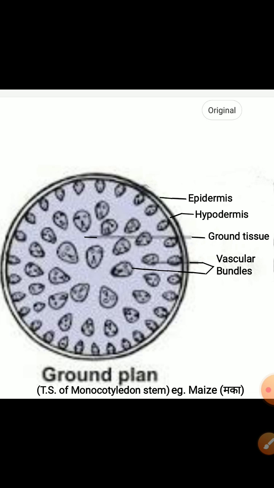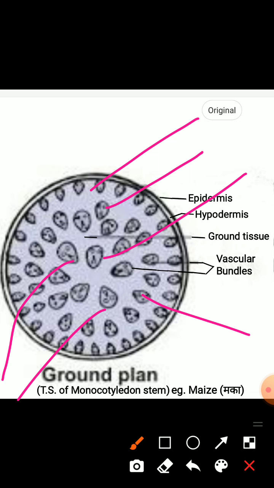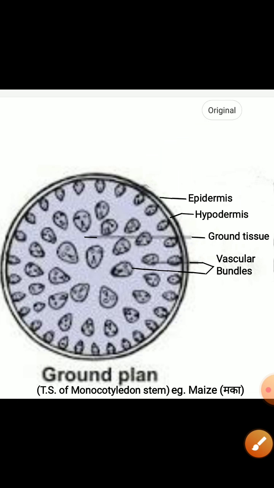Now we have seen the arrangement of the vascular bundles in the dicot stem. There, the vascular bundles were limited in number and they were organized in a concentric circle, arranged in a ring manner. Over here, the vascular bundles are irregularly scattered. Suppose one is here, second is here, third is here. Randomly means irregularly distributed in the ground tissue. So this is the feature of the monocot stem, that the vascular bundles are randomly scattered.